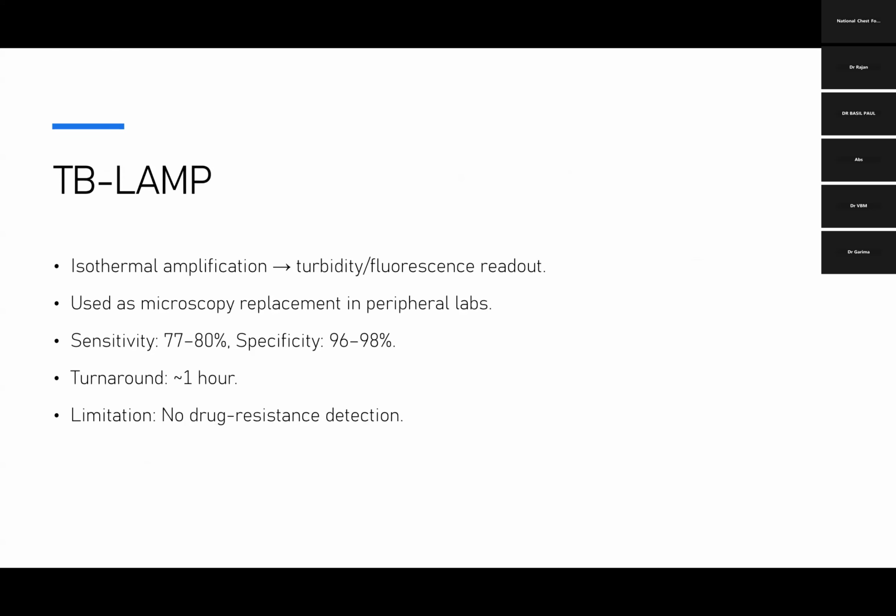Now, something called TB LAMP, loop-mediated amplification method. It's an isothermal amplification, and turbidity or fluorescent readout is there. It is used as a microscopy replacement in peripheral labs. So if you don't have hands in the periphery, or you don't have a microscope or able technicians, then you can use this. Sensitivity is 77 to 80% and specificity is 96 to 98%. The limitation is there is no drug resistance detection.